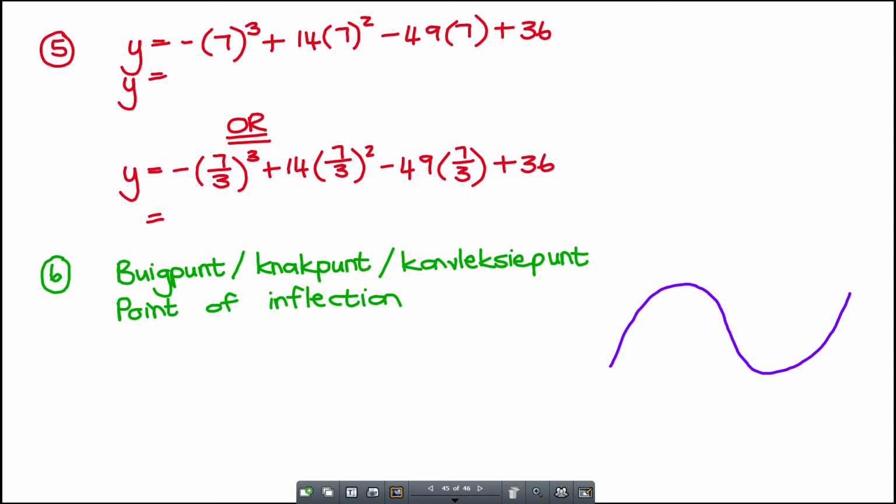So what point of inflection is, die buigpunt, is basically the point where the concavity changes, né? So dit is eintlik die punt waar konkaviteit verander. Where concavity changes. The point where concavity changes. Okay, so we are going to get to that after we have practiced drawing all these graphs.